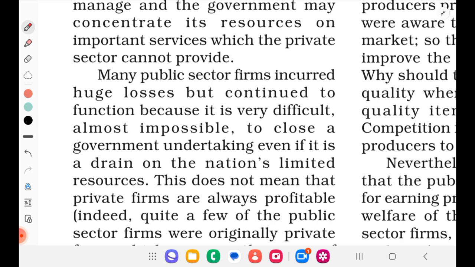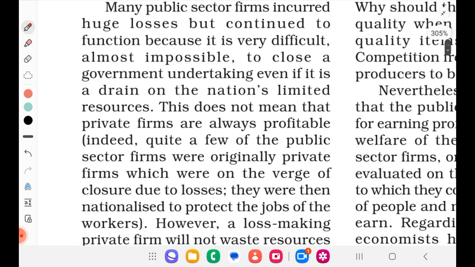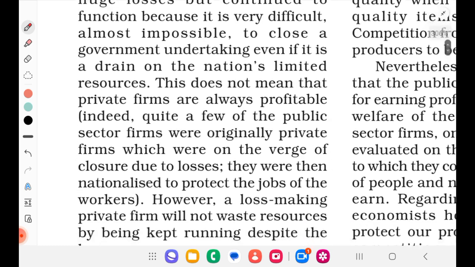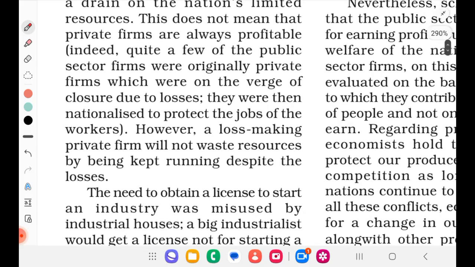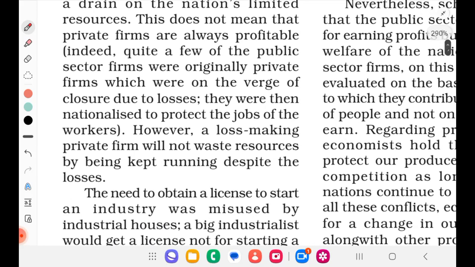This does not mean that private firms are always profitable. Indeed, quite a few of the public sector firms are originally private firms which were on the verge of closure due to losses. They were then nationalized to protect the jobs of the workers. However, a loss-making private firm will not waste resources by being kept running despite losses.